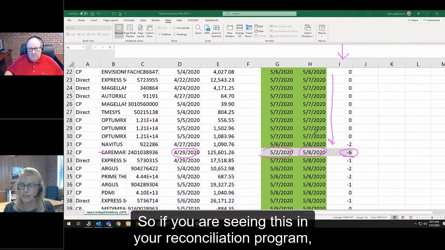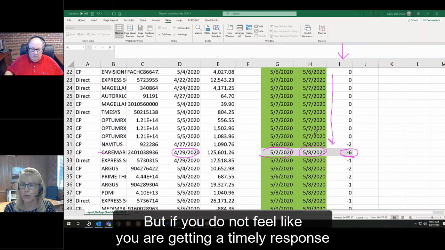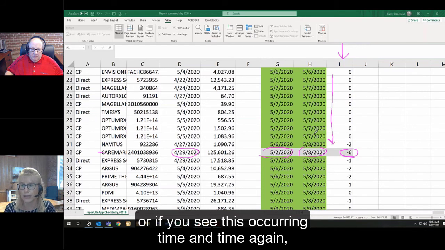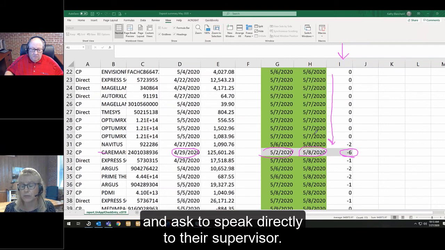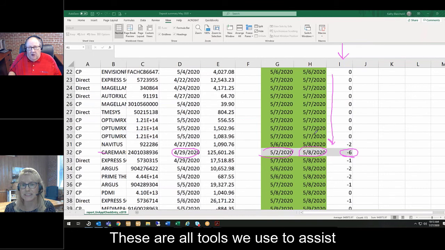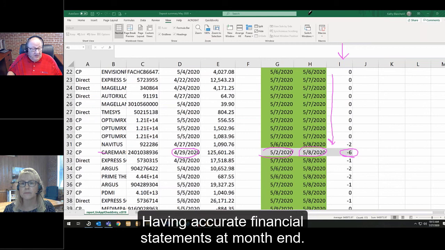So if you're seeing this in your reconciliation program, number one, bring it to your analyst's attention. But if you don't feel like you're getting a timely response, or if you see this occurring time and time again, don't be afraid to reach over that analyst's head and ask to speak directly to their supervisor, because this shouldn't be happening. These are all tools we use to assist and help our pharmacies on an accrual basis, having accurate financial statements at month end.